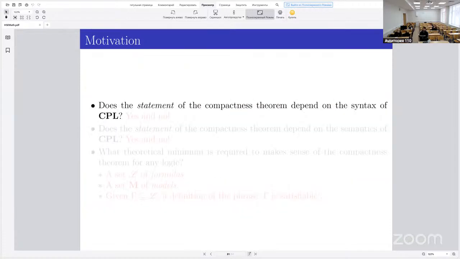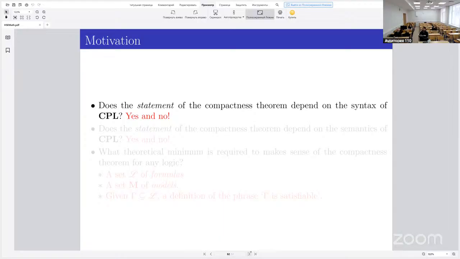Now let us ask some pertinent questions. Does the statement of the compactness theorem depend on the syntax of set-theoretic? Well, yes and no. Yes, in a trivial sense, because it is after all about classical propositional logic. It should depend on the syntax of classical propositional logic. No, in a deeper sense, because it only talks about the equivalence of satisfiability and finite satisfiability.